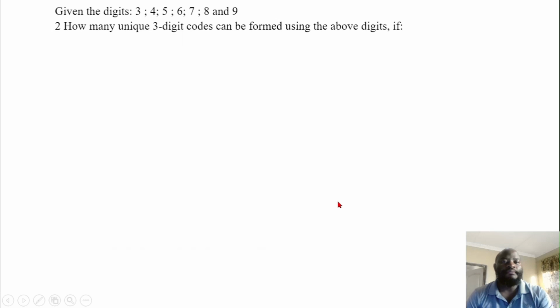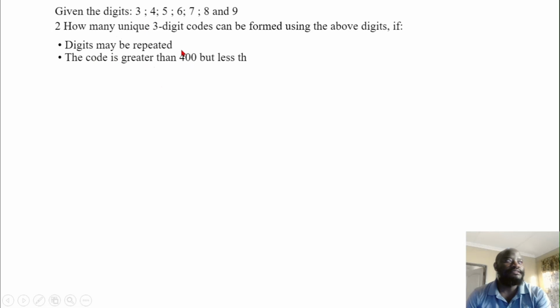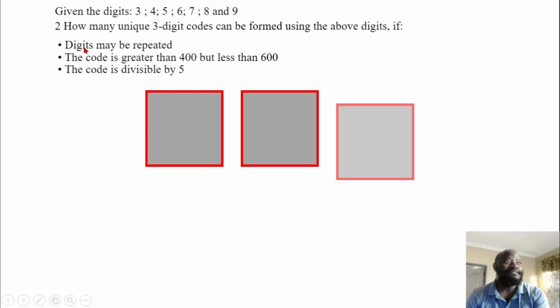Now, the second part of the question says, now we're forming a 3-digit code from the same digits. Before we start with the placeholders, the conditions that we are given for this 3-digit code is that digits may be repeated, so repetition is allowed, but the code that we must create must be a number that is between these numbers. It must be greater than 400 and less than 600, and it must be divisible by 5.